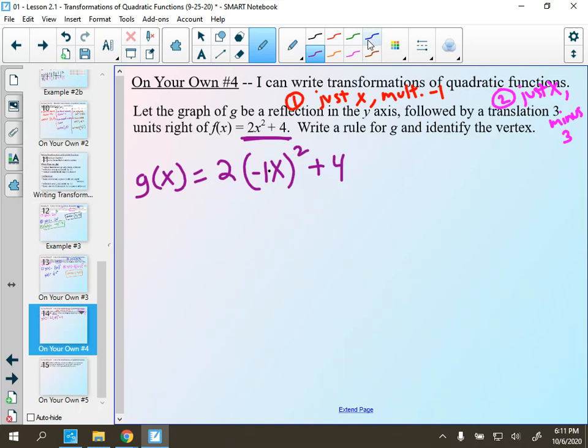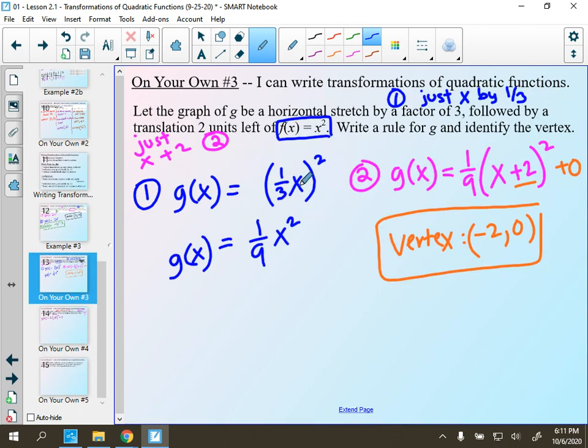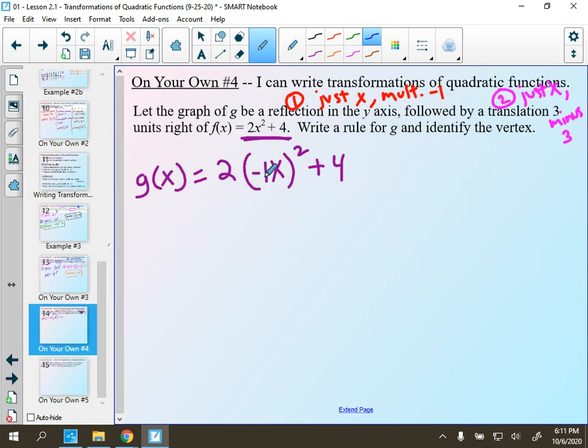Now let's simplify. Kind of like we did before with the 1/3, I think it was here. What's 1/3 x times 1/3 x? It was 1/9 x squared. What is -1x? Because we're squaring just this right here. What's -1x times -1x? Positive 1x squared. So if I do this simplified in phases, I've got the 2 now times 1x squared, or just x squared, plus 4. And then if we stick that all together, we get 2x squared plus 4. And that's that one where you're like, wait a minute, hold on, Mr. Crow.